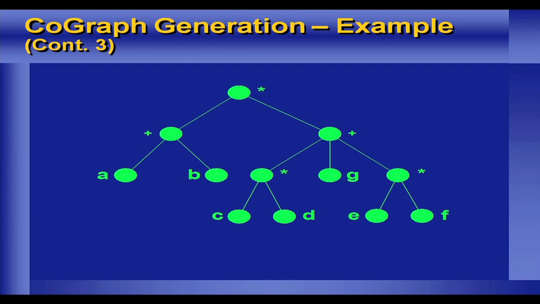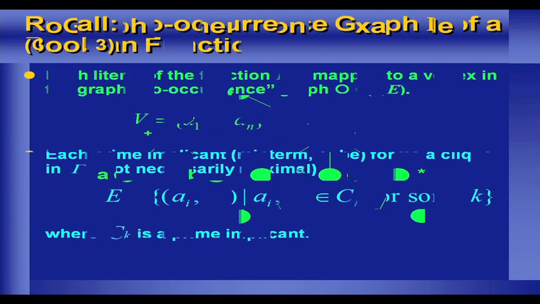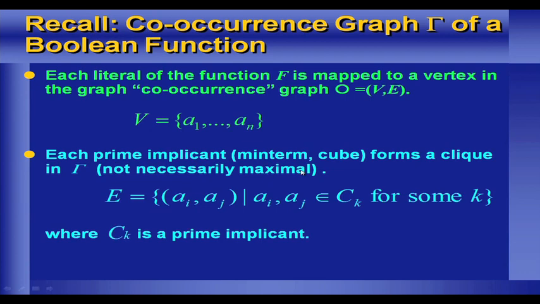And notice here that my label zeros turned into pluses, and my label ones turned into stars. And there's a reason for that. And that's going to be the connection with the functions, the read-once functions.